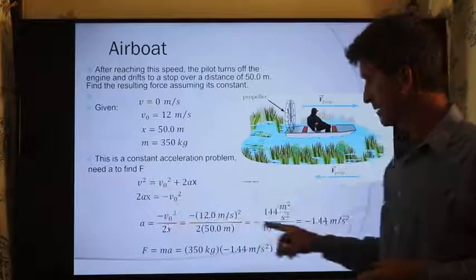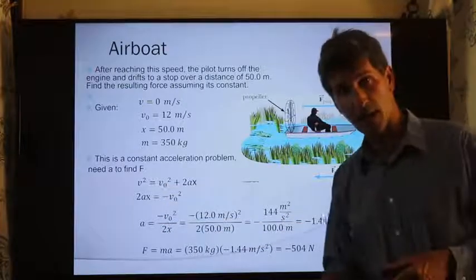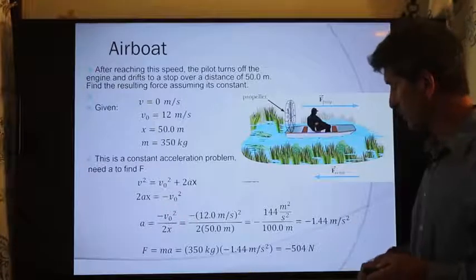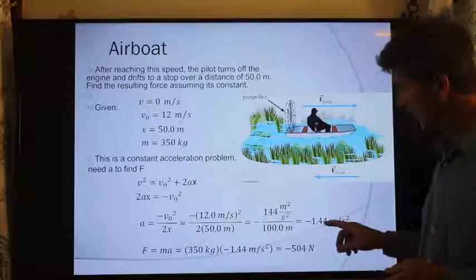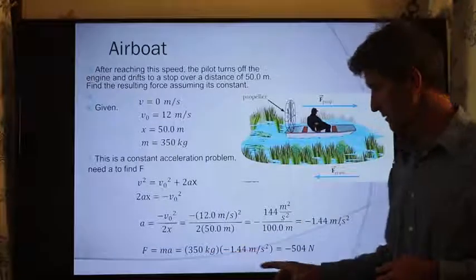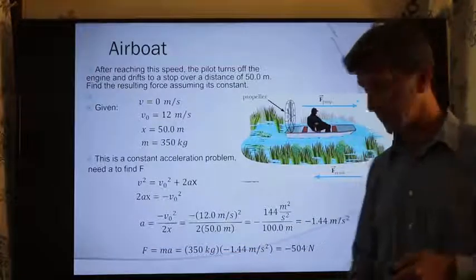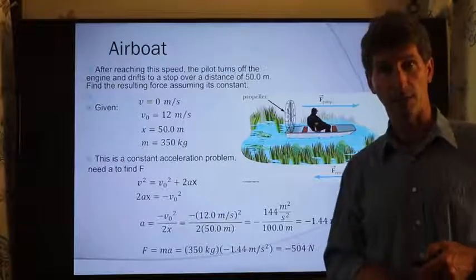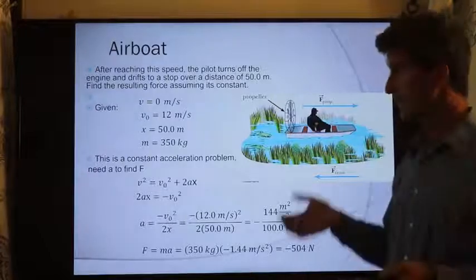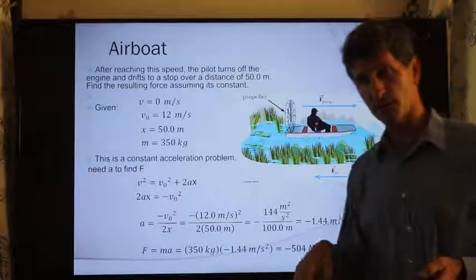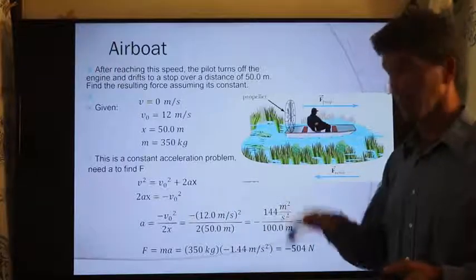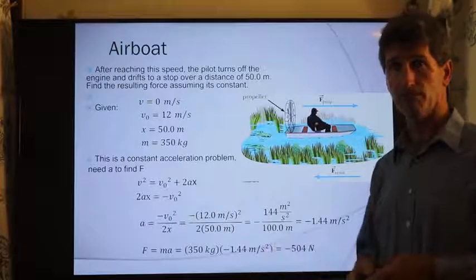Solve for a: it slows down at a lower rate than it sped up, negative 1.44 meters per second squared. We then use the acceleration, force is equal to mass times acceleration, to find the force of drag: negative 504 newtons, negative because it slows it down. So pretty cool that if the acceleration is constant, we can use the force to find the acceleration and the acceleration to find the force.